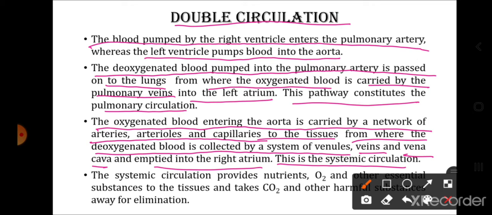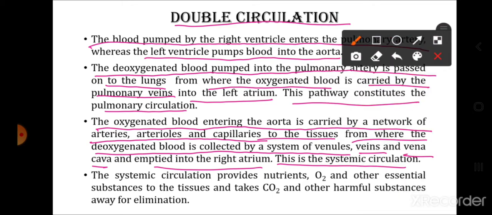Deoxygenated blood. So from tissues arise branches of veins called venules, veins, and these veins empty the deoxygenated blood into vena cava, and this vena cava finally empties the deoxygenated blood into the right auricle. So this pathway is called the systemic circulation. The systemic circulation provides nutrients, oxygen and other substances to the tissues and takes out carbon dioxide and other harmful substances away for elimination. So what is the importance of systemic circulation?